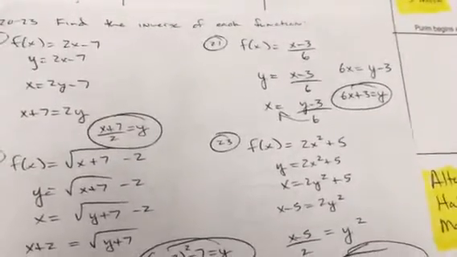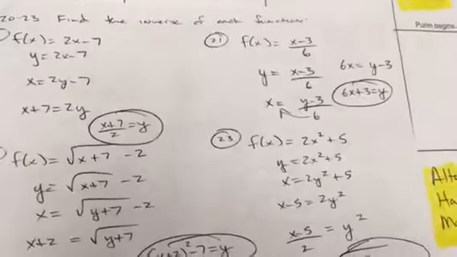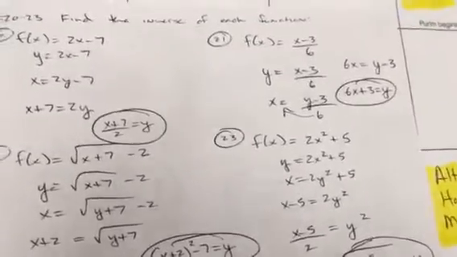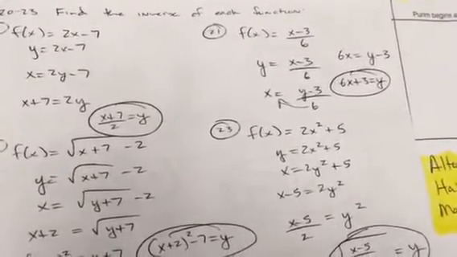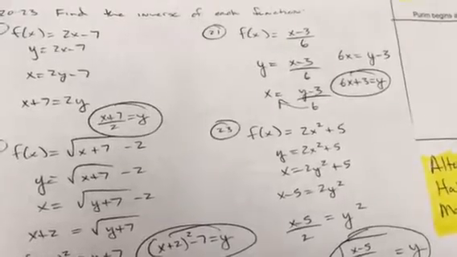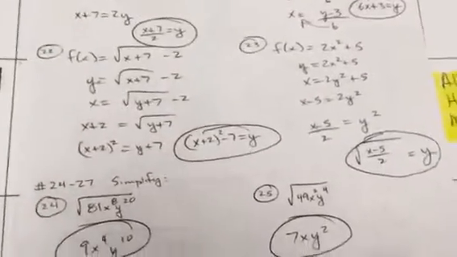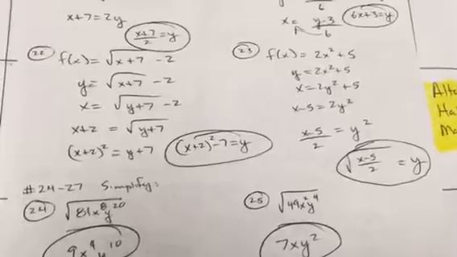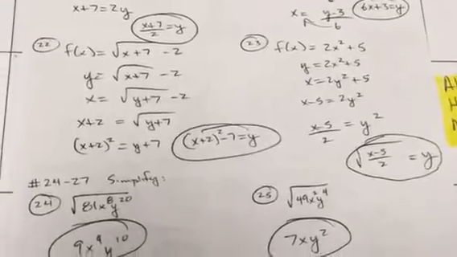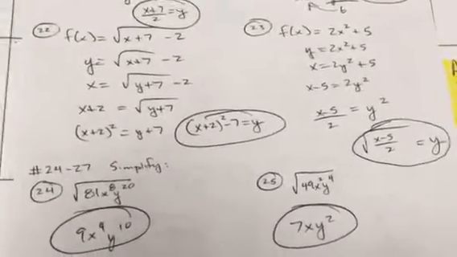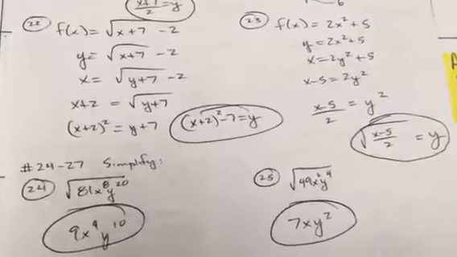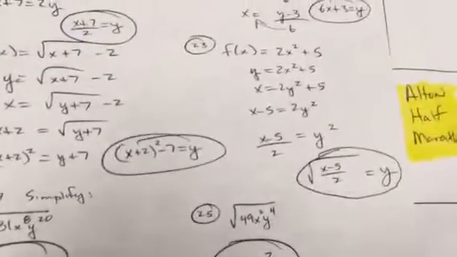Same thing on 21. Instead of writing y equals x minus 3 over 6, x and y switch, you have x equals y minus 3 over 6. Multiply by 6 and add 3 to both sides. There's the answer for 22. 22 takes a little bit more work, all right? Switch x and y, then add 2 to both sides. Then you're going to square both sides and subtract 7.